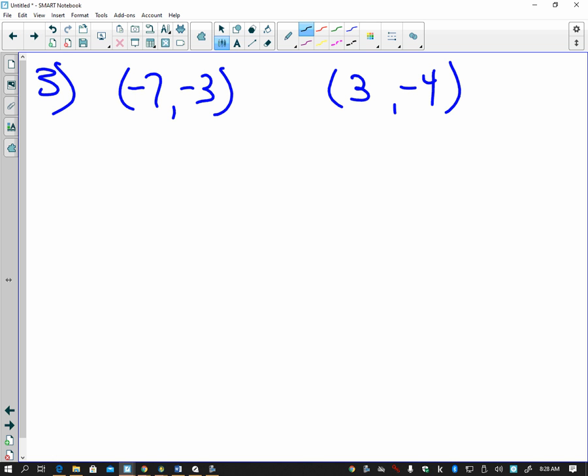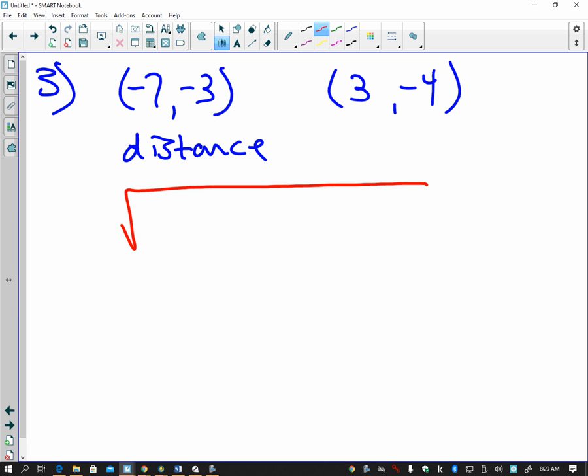Okay, we want the distance. Start off with the distance formula. Okay, good. What's the first thing? What's the first big thing in the distance formula? A great big square root. Okay, what's next? Parentheses x2 minus x1. Good. So squared, good. Plus, good.